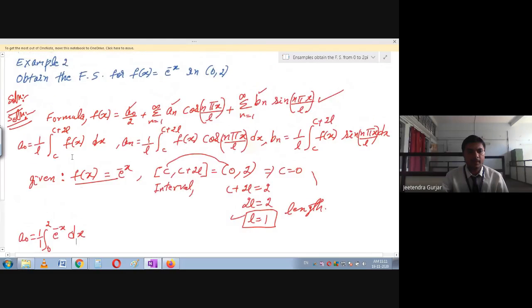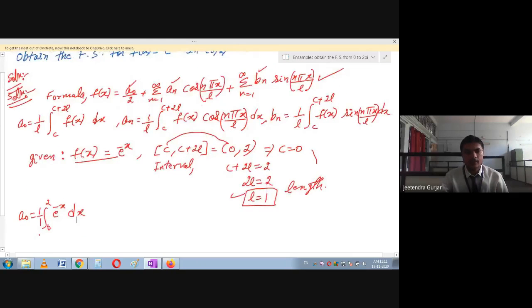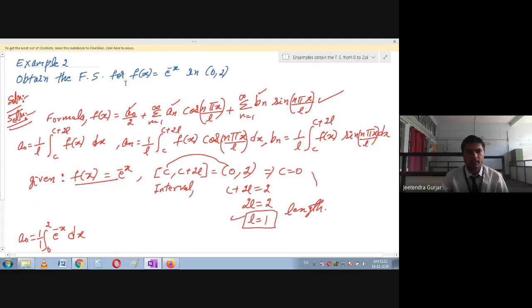So once again I'll repeat this. Yes, those who are late, please go through this once again. Obtain the Fourier series for f of x is equal to e raised to minus x in the interval 0 to 2. First you have to write this formula, very, very important. I will tell you one secret: if you don't know, just learn this formula by heart and rewrite it in the exam. That's it. You will at least get 1 or 2 marks.